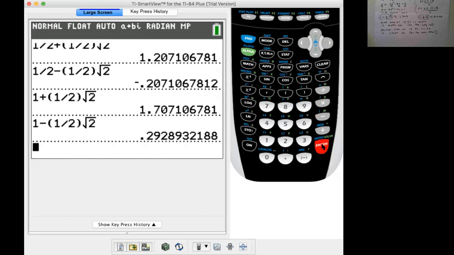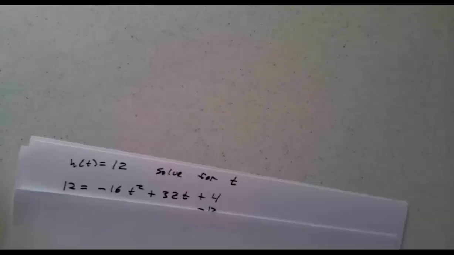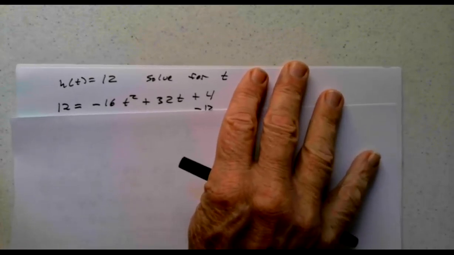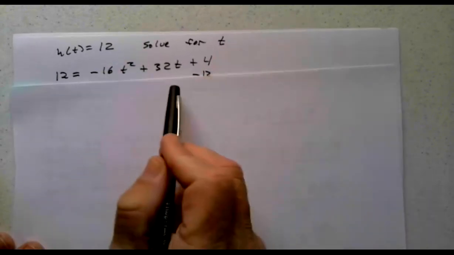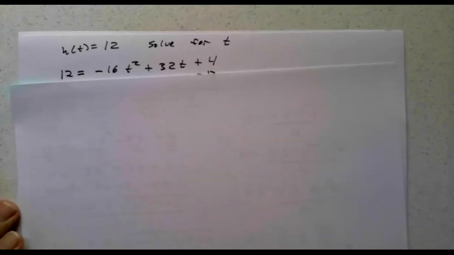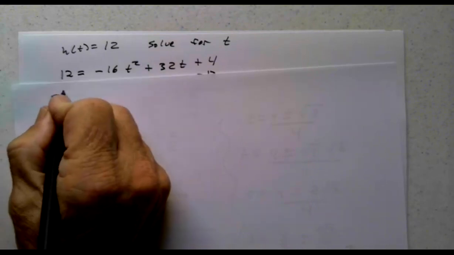All right, but I want to show you how we can actually solve this equation using the graphing calculator as our primary tool. Okay, so let's make sure we know what we're looking for here. So this is where we were previously. 12, the height, was negative 16t squared plus 32t plus 4. So I could graph them both, but I think it's simpler if I subtract 12 from both sides.